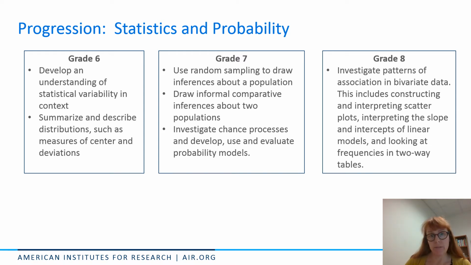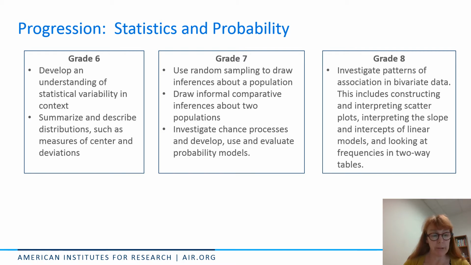As they move into grade 7, they'll be able to use random sampling to draw inferences about a population. They'll think about how data is gathered for statistical purposes, such as sample size and randomness, and they'll be able to do a comparison of data distributions using more than one set. Probability is a major focus for this grade level, including the concept of chance, ranging from 0 to 1, and how theoretical and experimental probability are related.